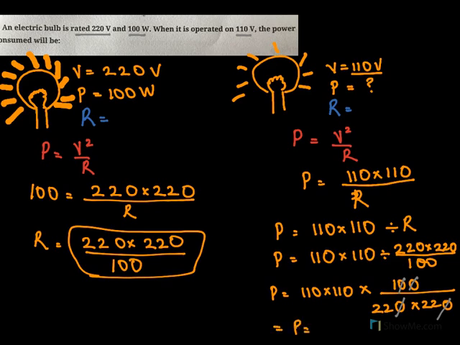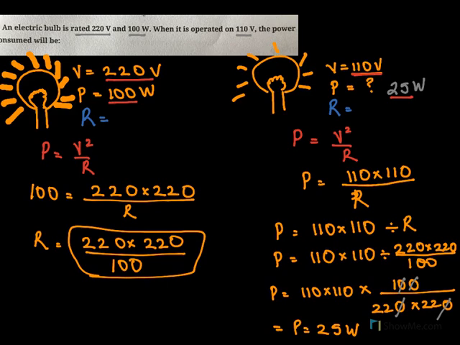Here you get power is 25 watts. So the answer here, our new power is 25 watts. So let us just examine this question. When the voltage became half, from 220 the voltage became 110. The power from 100 became 25. The power didn't become half, it became 1/4, although the voltage was half.